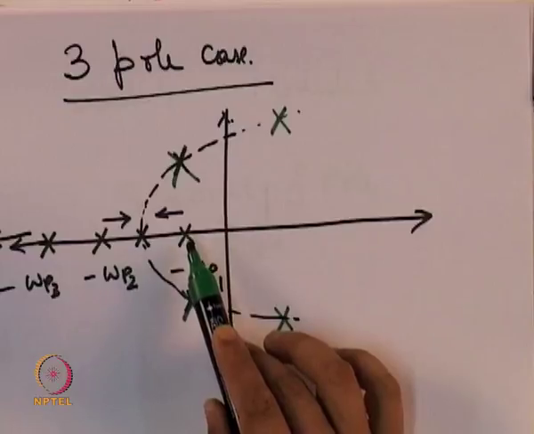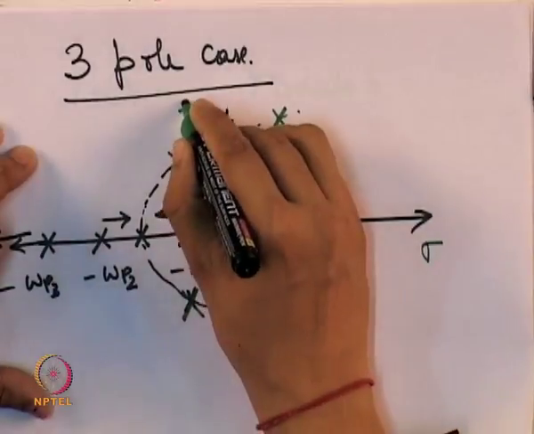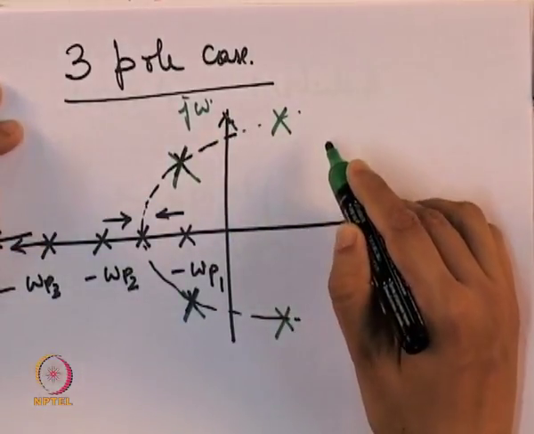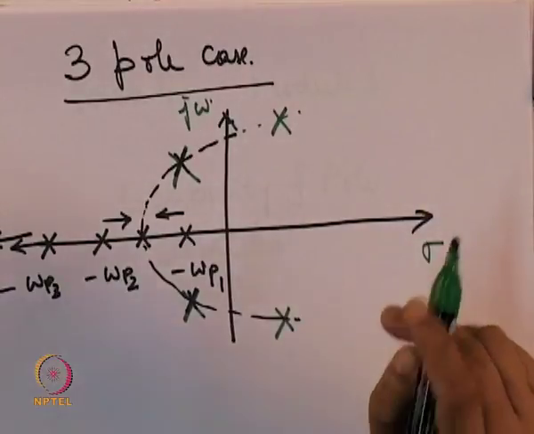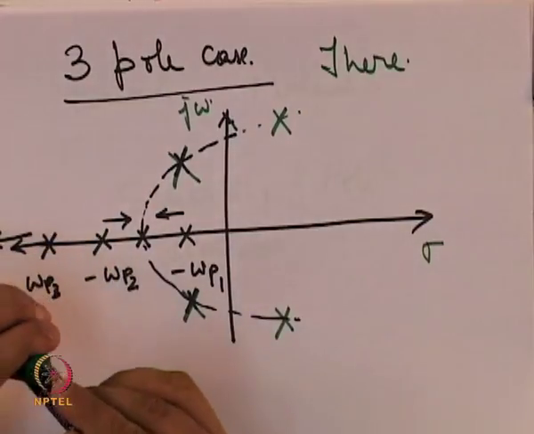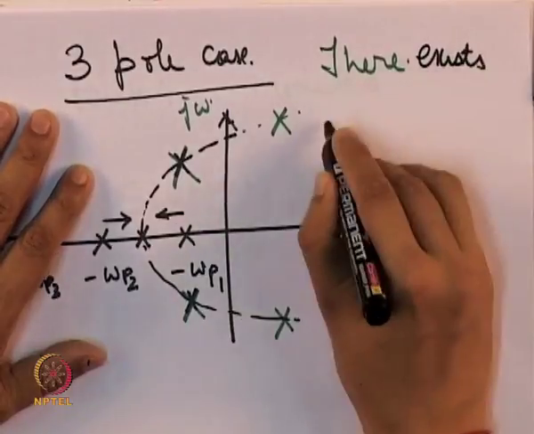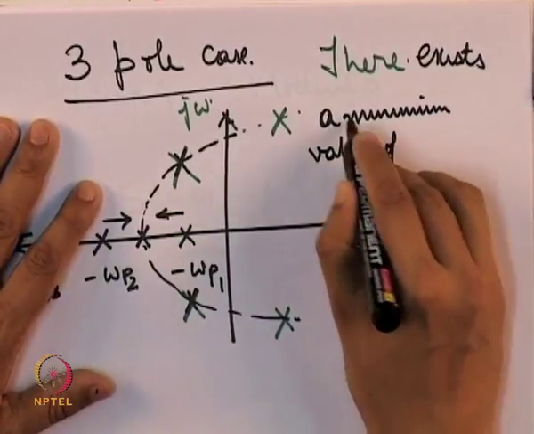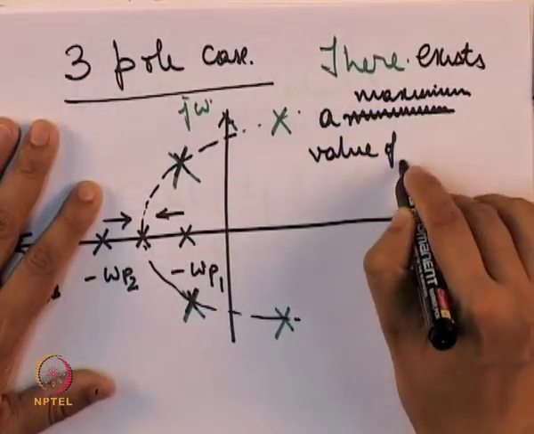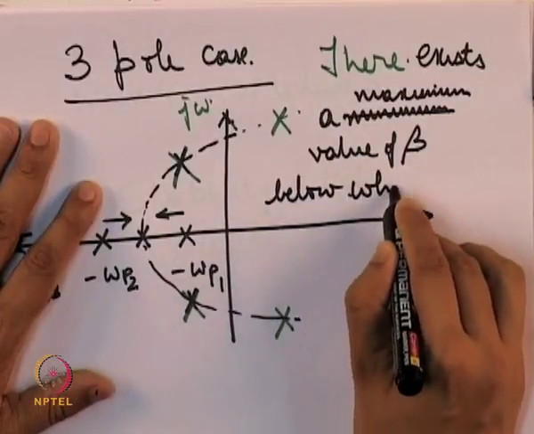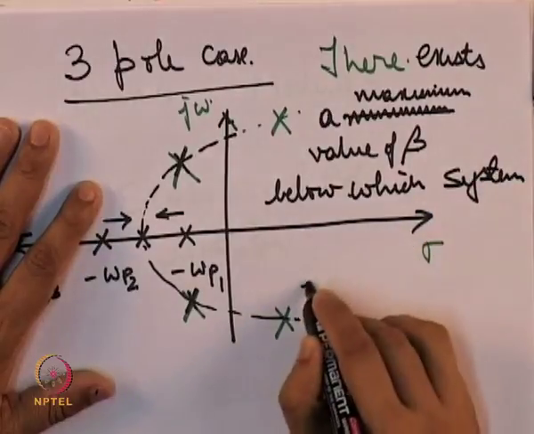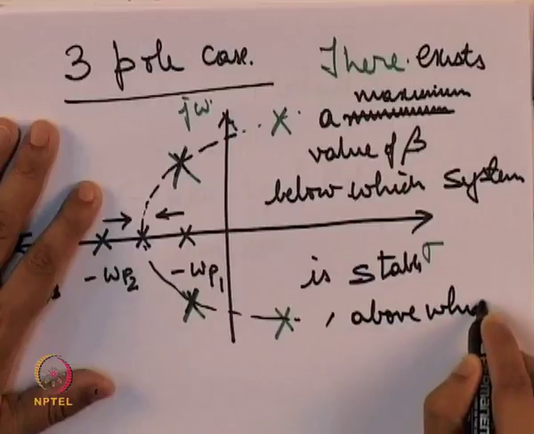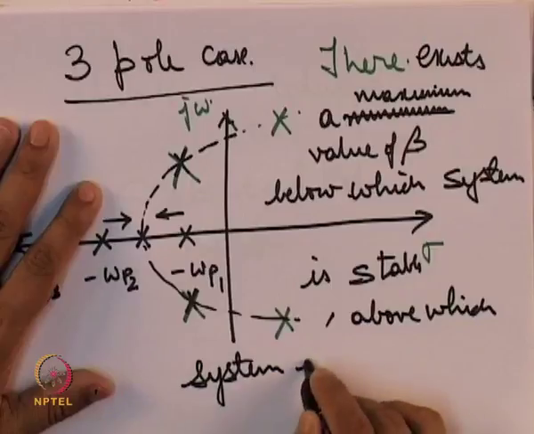Now, till the time the poles are in the left half of the S plane, the closed loop system will continue to be stable. Once they cross the j omega line and move on to the right half of the S plane, the system will become unstable. So, in other words, let me use the black pen, there exists a maximum value of beta below which the system is stable, above which the system is unstable.